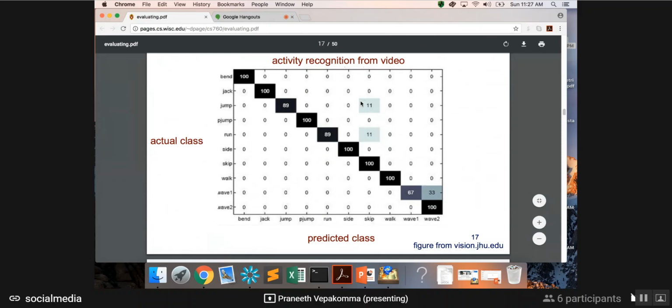So what are we seeing here? There's a pattern developing. Let's see one more. For wave 1, 67% were predicted fine, and 33% were predicted as wave 2. So maybe there are 2 kinds of waving a hand or something, so it got confused there. But then there's a lot that had 100%. Now there's a pattern developing.